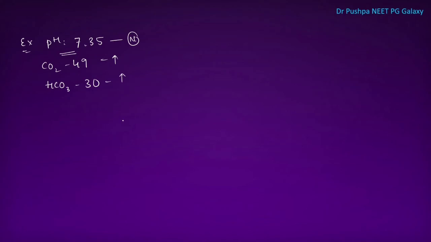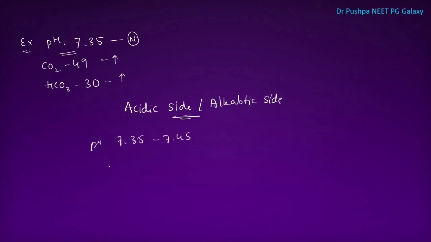One more method is the scale method, that is the acidic side or alkalotic side method. In this method, we will divide the normal range of pH into equal parts. Like we have normal range is 7.35 to 7.45. We will divide this like 7.35, 7.36, 7.37, like that, 7.43, 7.44, 7.45. We will divide into equal halves.